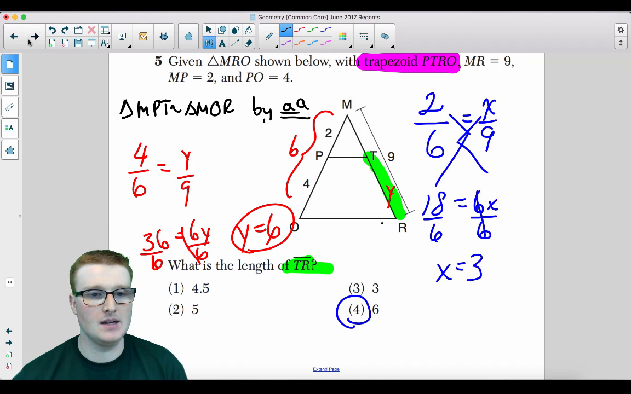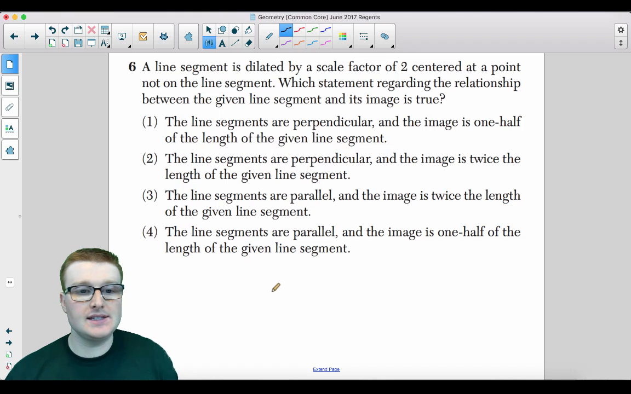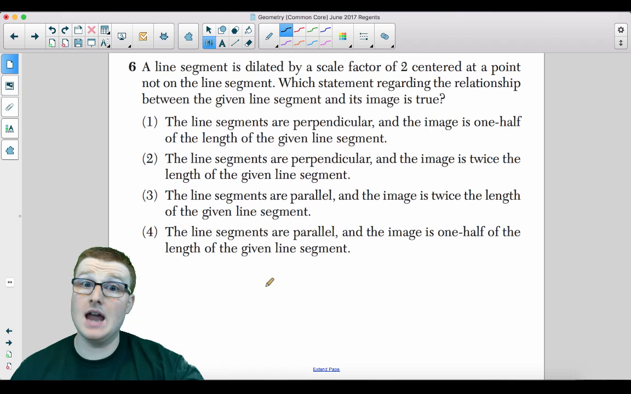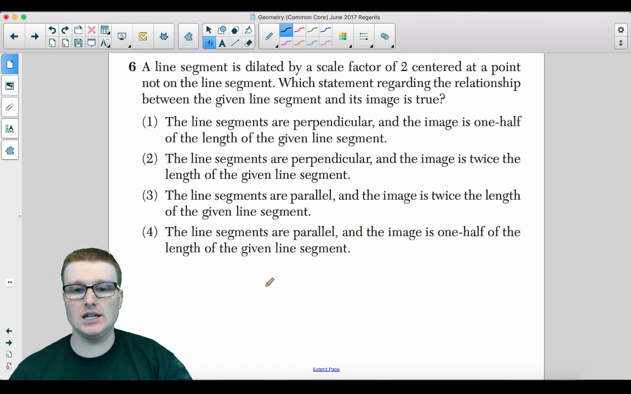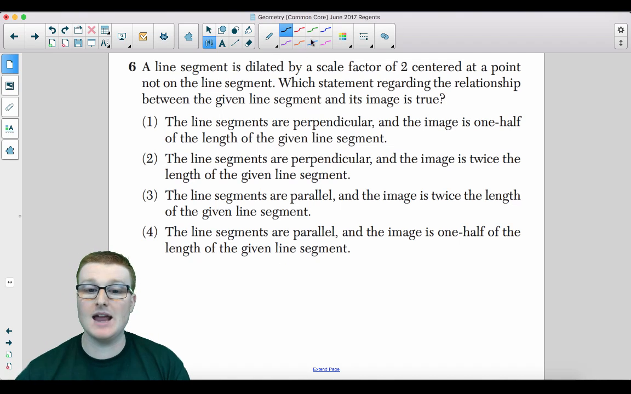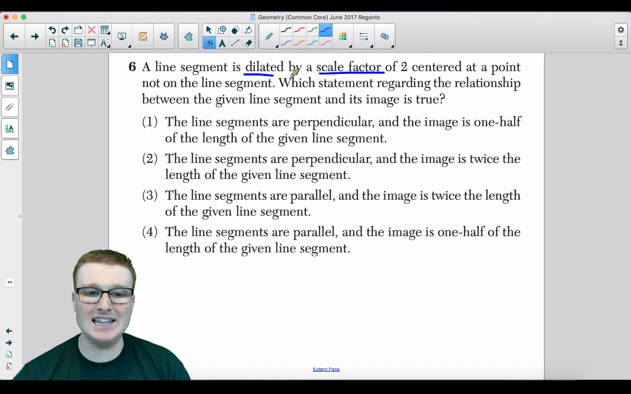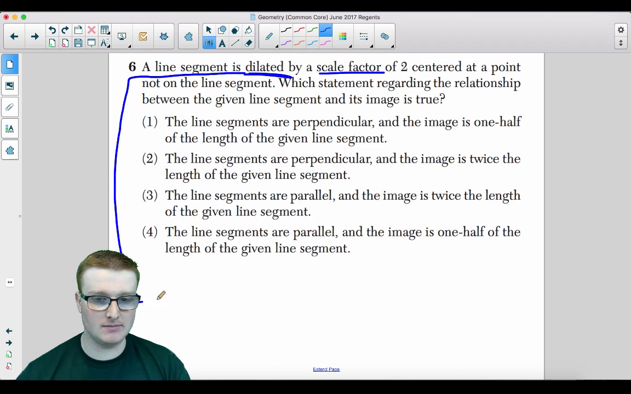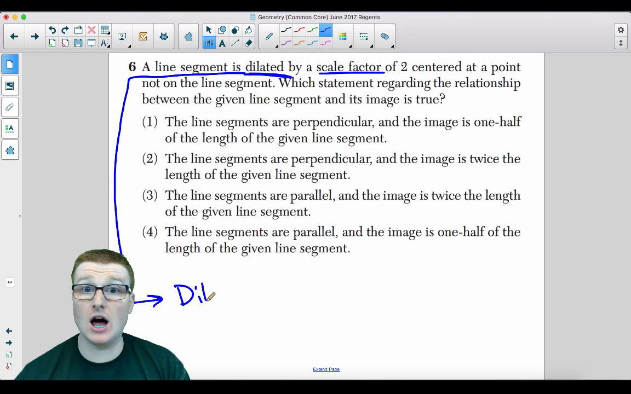Moving along. Number 6. A line segment is dilated by a scale factor of 2, centered at a point not on the line segment. Which statement regarding the relationship between the given line segment and its image is true? Scale factor is a dilation. You're performing a dilation. And under a dilation, the following is true.